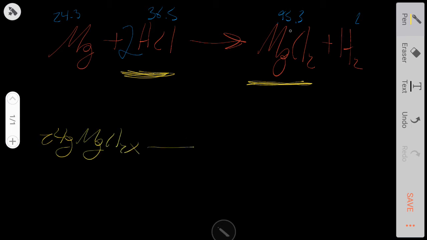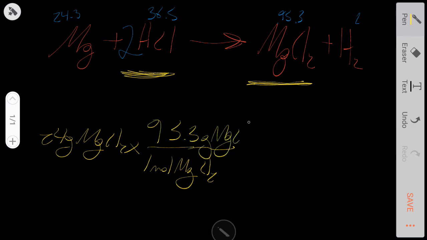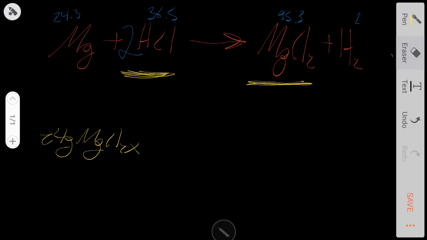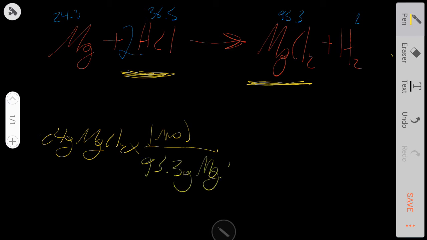My step 1 was to balance. Step 2 is to convert what I'm given to moles. So let's convert this to moles. In 1 mole of MgCl2, I have 95.3 grams MgCl2. I didn't do that right. In 1 mole, I'm converting to moles, so I have to get rid of grams, so grams goes on the bottom. 95.3 grams. So in 1 mole of MgCl2, I've got 95.3 grams.